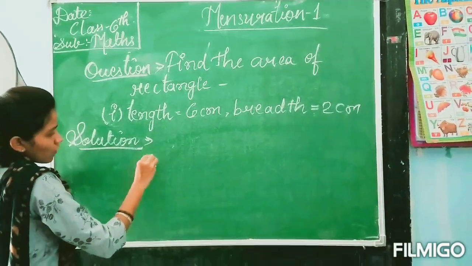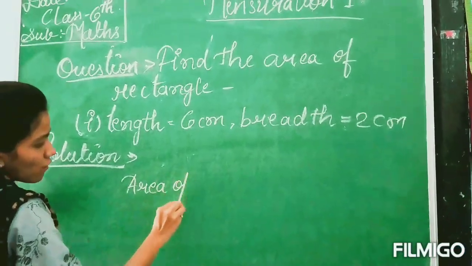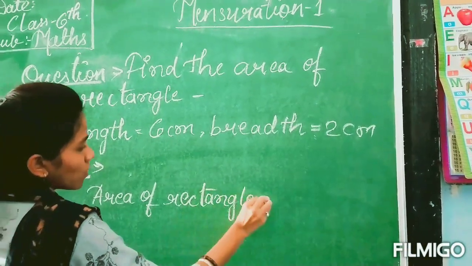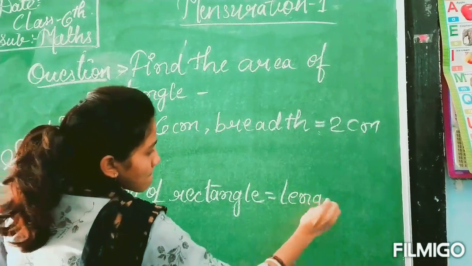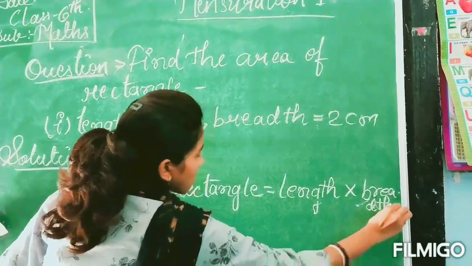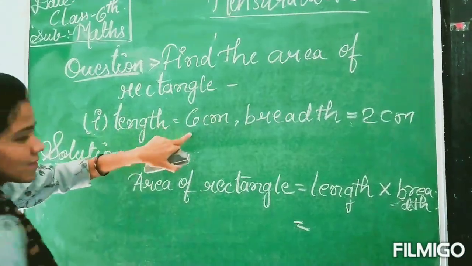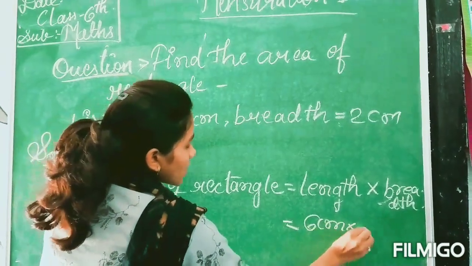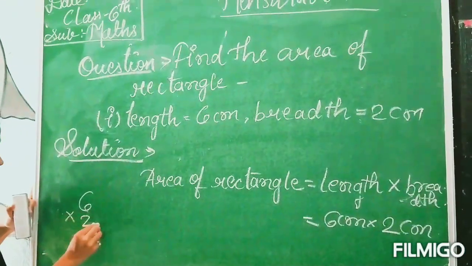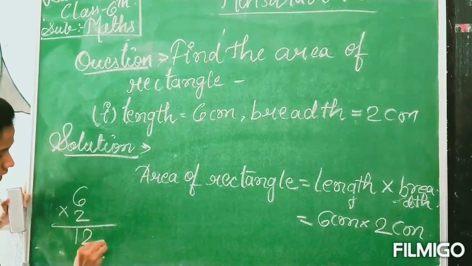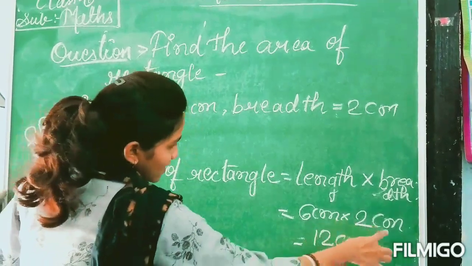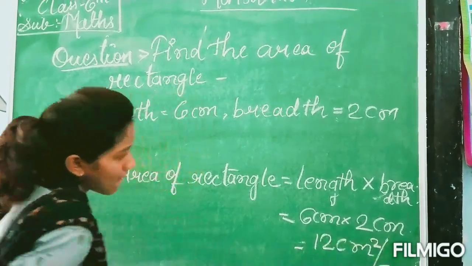What is the formula of area of rectangle? Area of rectangle, formula length into breadth. Put the value. What is length? 6 centimeter and breadth 2 centimeter. Then multiply 6 into 2. 6 1 is 6, 6 2 is 12. What is the answer? 12 centimeter.